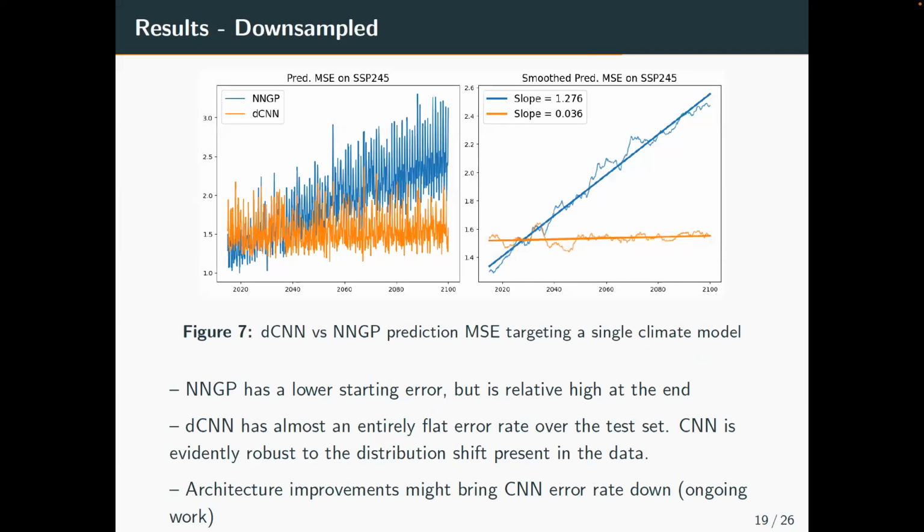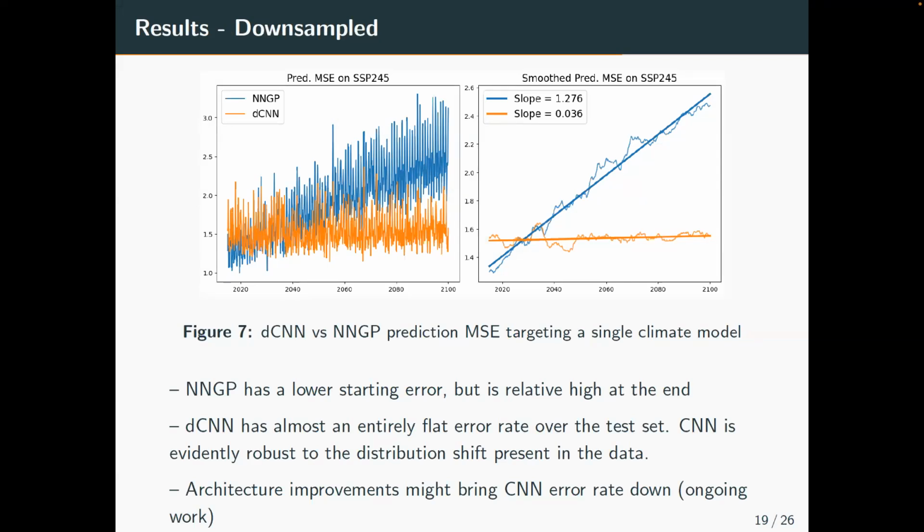I want to show you an example, and this is what gave me a lot of hope. This is an example where we used the NNGP, which was my previous method. That's the blue line here. This is the error rates plotted over time into the future, of course. And the orange is the error rates as produced by the downsample model. So this is purely for the low resolution prediction. This is everything just the CNN is doing.